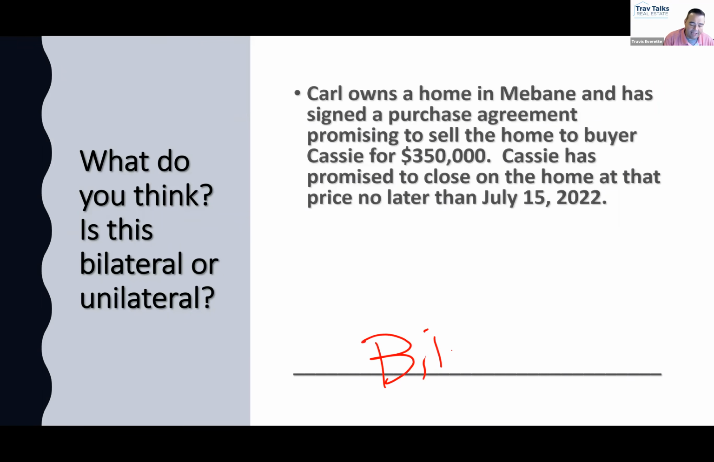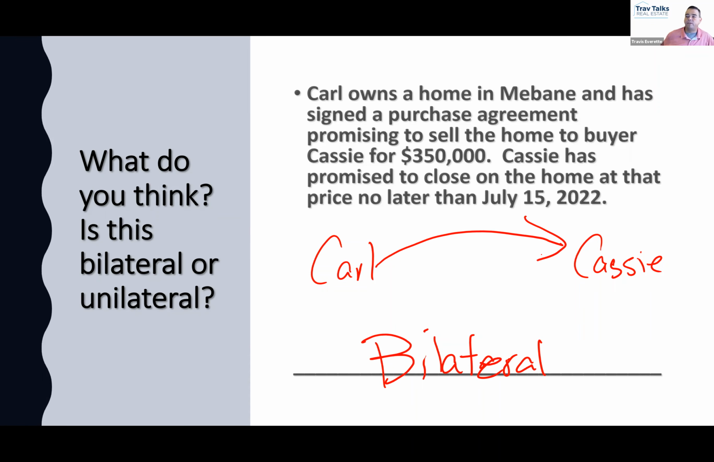And here's how I work that out. I always love to make little notes for myself when I'm answering these questions. Here's what I do. I put Carl on one side and Cassie on the other. And I say, okay, Carl owns a home in Mebane, has signed a purchase agreement promising. So there's his promise. Does that make sense for everybody? Promising to sell the home to buyer Cassie. Cassie has promised to close on the home at that price no later than July. Well, folks, which way are the promises going? Both ways. That's a bilateral agreement. Does that make sense for everybody?